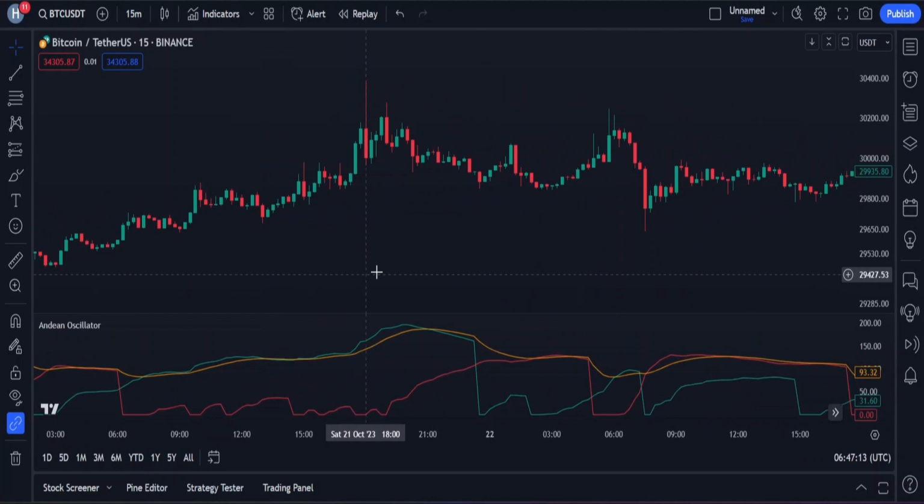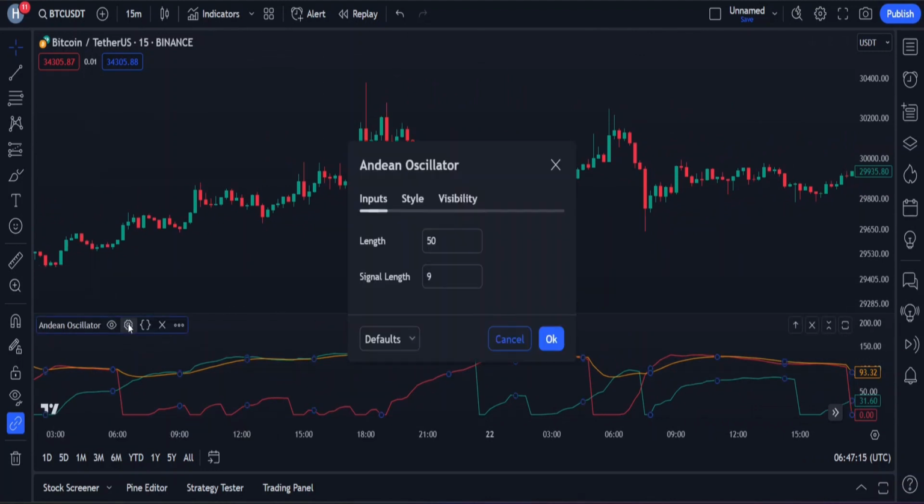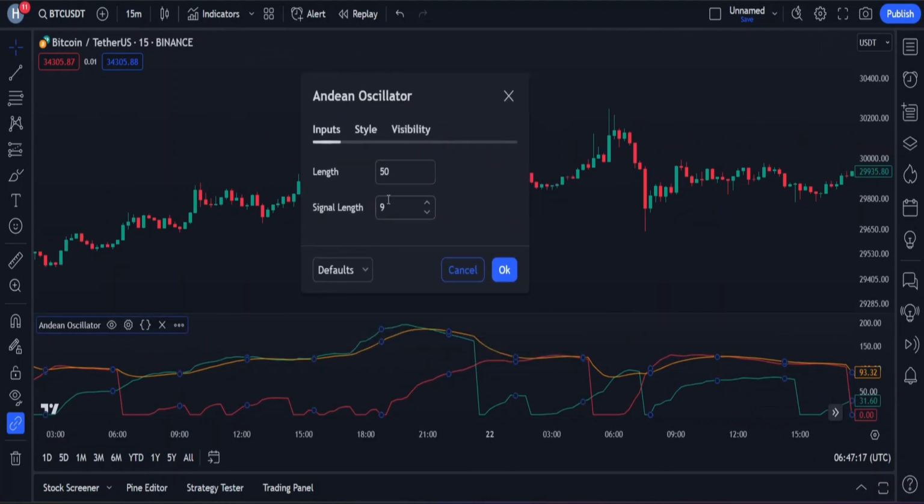Now, let's head over to the settings of this indicator. Here we can see we have 2 options available. The length option controls the significance of the trends that are being detected. Increasing this value will provide longer-term trends, and decreasing will provide shorter-term trends. Since we will be using the indicator for scalping short moves, we will keep it on its default of 50.